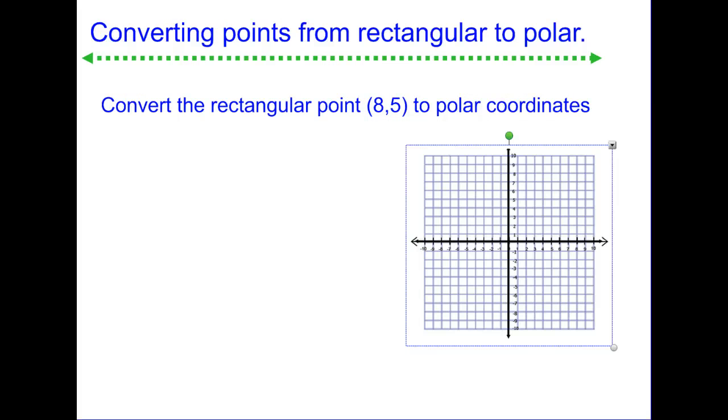Okay, so now we're going to convert points from one system to the next. So on this next example, we're going to convert rectangular point 8, 5 to the polar coordinate.